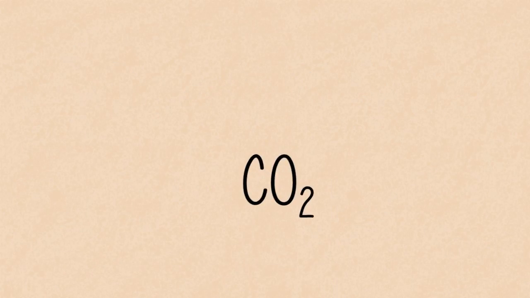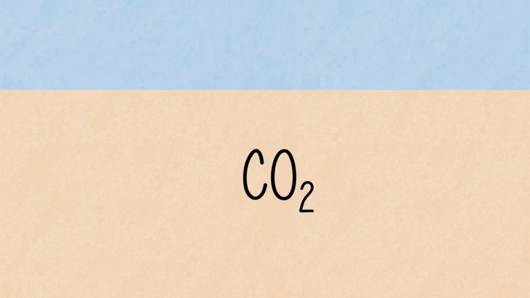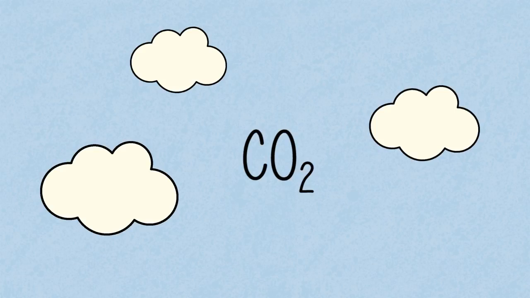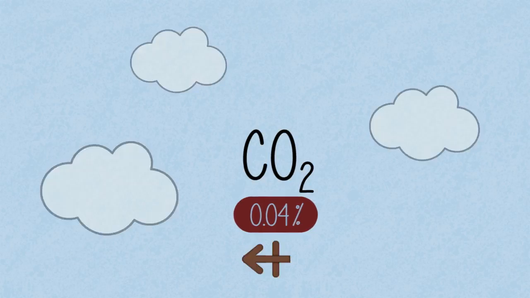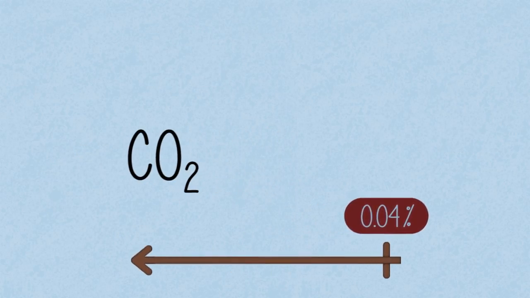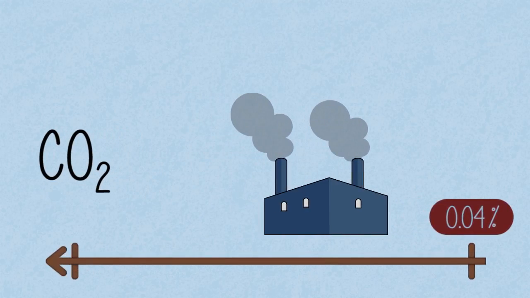So let's start with the gas carbon dioxide. Do you know how much there is of it in the air? Well, the air contains nearly 0.04% carbon dioxide. But hundreds of years ago, before we started using fossil fuels, it was only 0.028%.